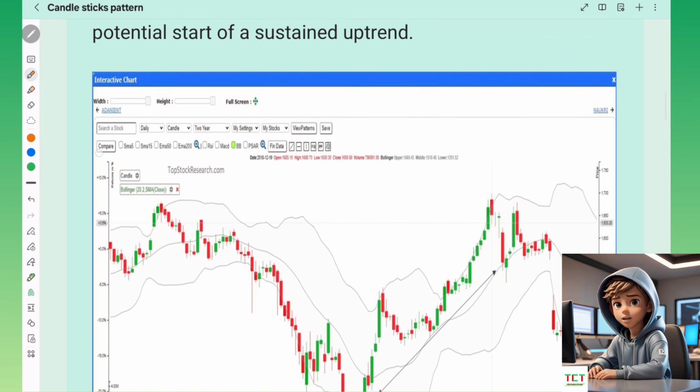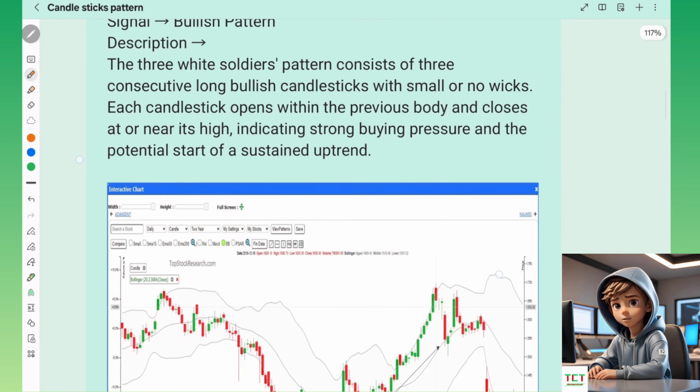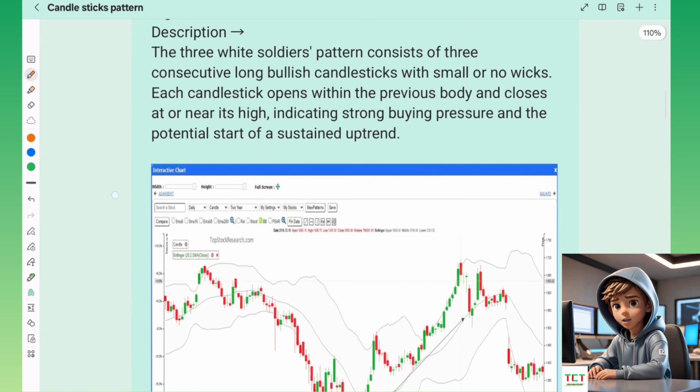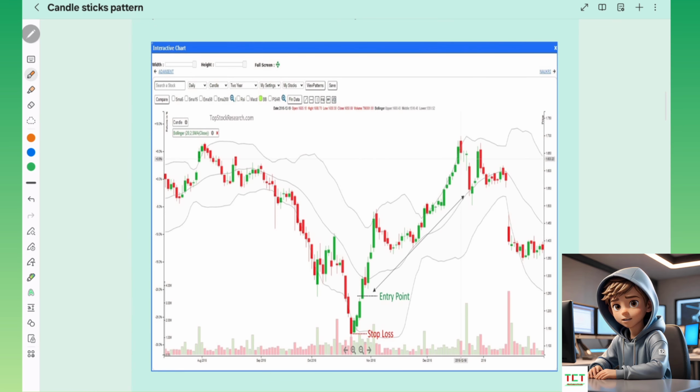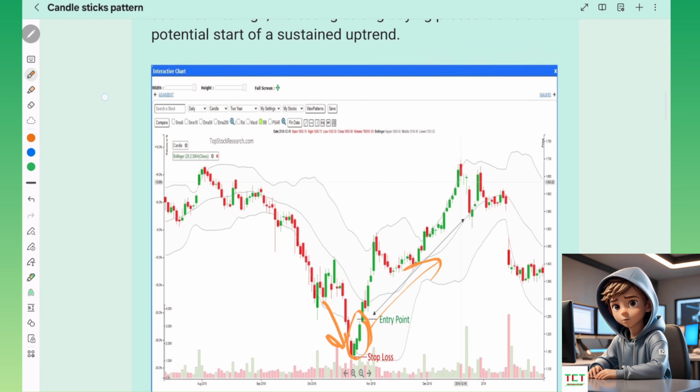What does this tell us about the market? It indicates very strong buying pressure. Buyers are in complete control for 3 sessions straight. There's no hesitation, no pullback, just continuous buying. This pattern often appears after a downtrend or consolidation period and signals the potential start of a sustained uptrend. It's like the bulls have formed an army and are ready to push the prices higher.